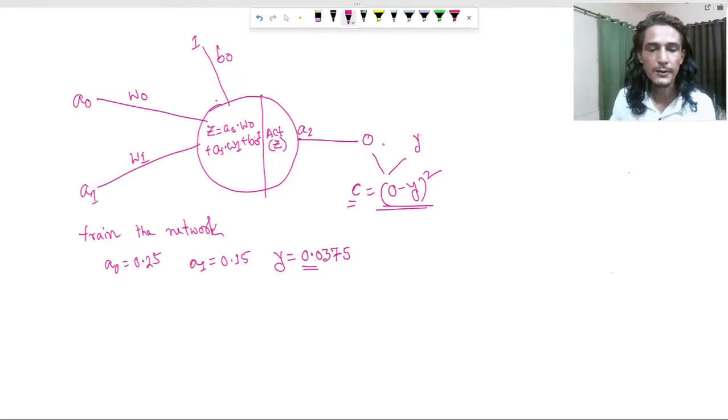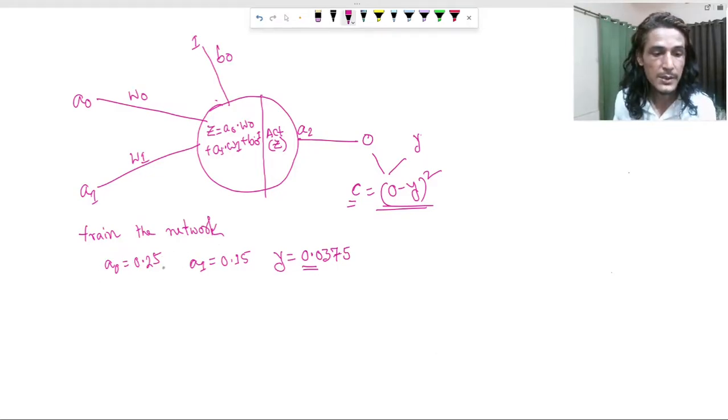Now that's done. In our neural network we have only one neuron, so we don't expect it to learn any general thing. We just want this neuron to learn this specific training example, where A0, that is this input, is equal to 0.25.